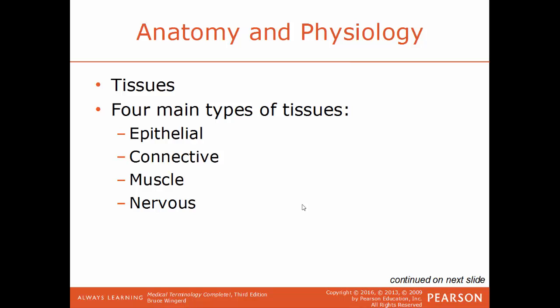And all material in your body falls into one of four categories of tissues. It's either going to be epithelial tissue, connective tissue, muscle tissue, or nervous tissue. So everything in your body falls into one of those four different categories. The broadest category of these four is connective tissue. That includes things such as bone in your skeleton, blood, different types of cartilage. This covers a very wide range of different types of tissues.